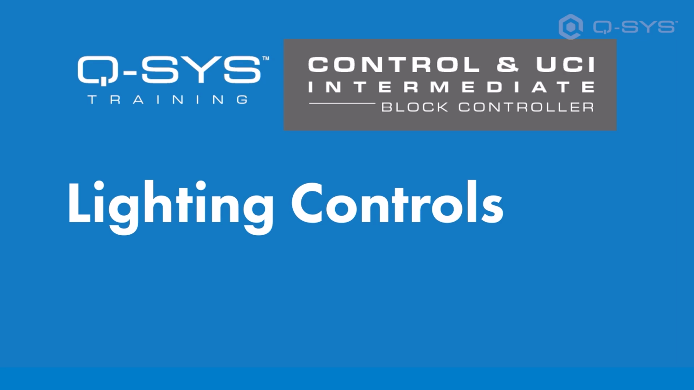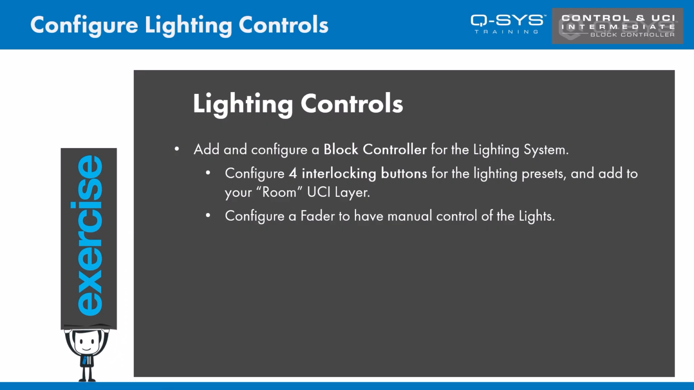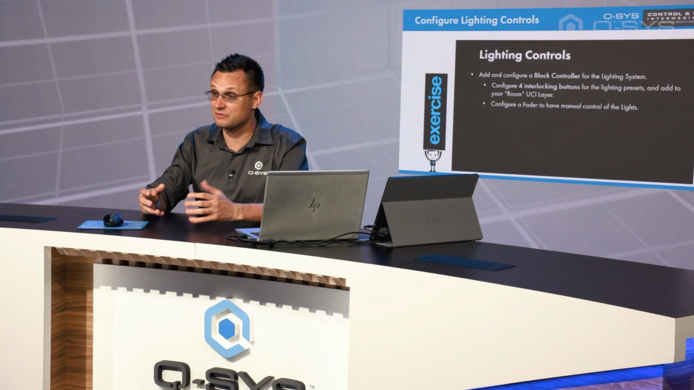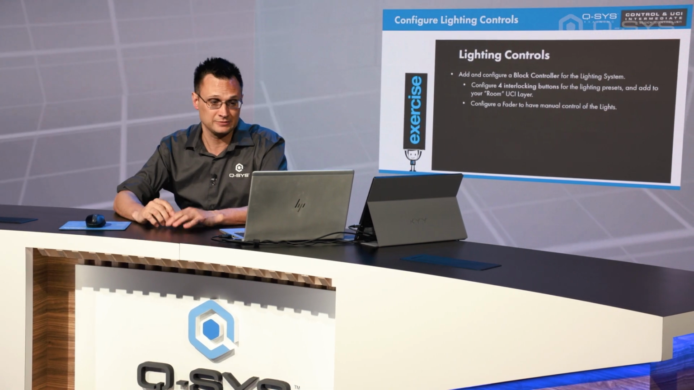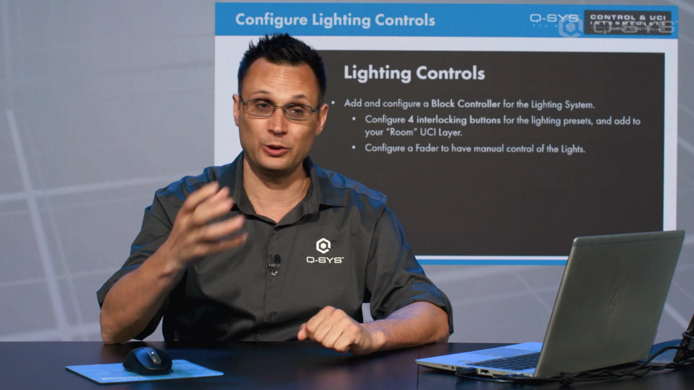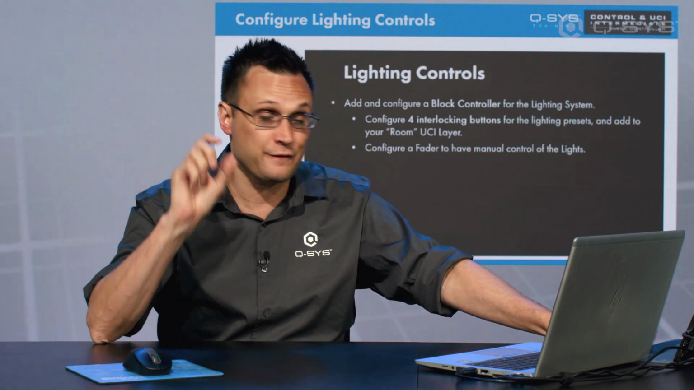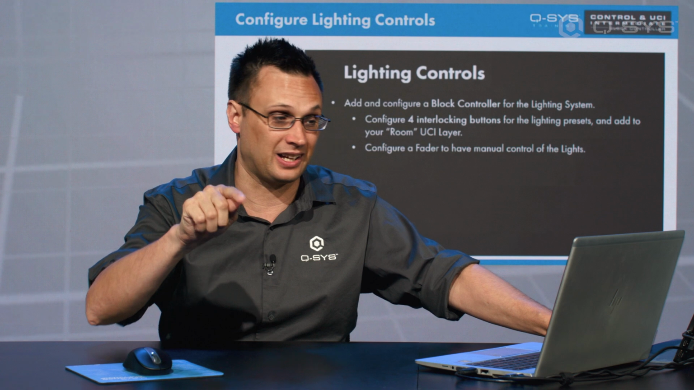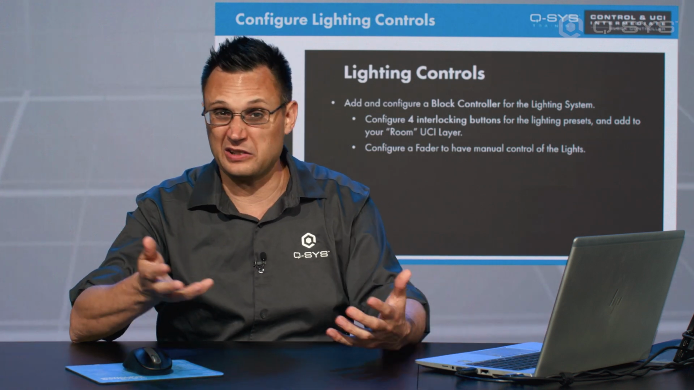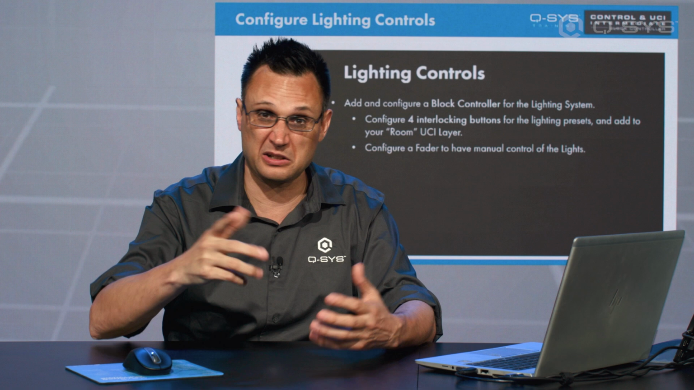We got a whole lot of new things in this section. It's going to be a fun one. First of all, let's look at what we're going to accomplish. We are going to add and configure a block controller for the lighting system. We're going to configure 4 interlocking buttons for the lighting presets, similar to the interlocking buttons we've done previously. And we're going to add these to the room UCI layer. We also want to configure a fader to have manual control of the lights as well. So on the user end, there's just 5 controls, 4 presets and a fader. That's not too much, but on the Q-SYS side, it's going to be fun. There's going to be a whole lot of things to do.